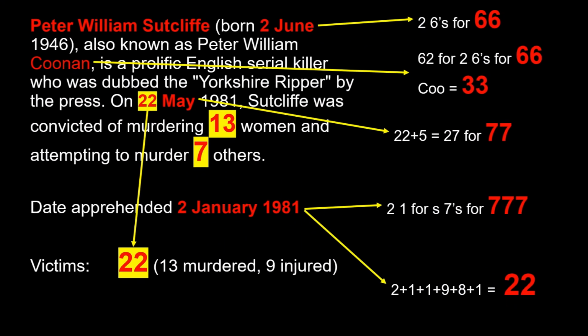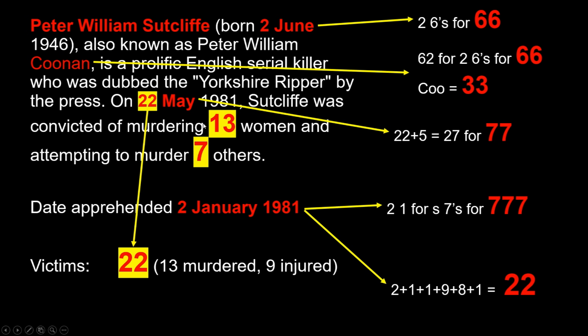So we've got the alleged assailant or culprit called Peter William Sutcliffe, who was born on the 2nd of June 1946. So we've got a 2 and we've got a 6 months, for 2 6s, for 6 6. And he was also known as Peter William Coonan. Well, Coonan adds up in English to 62, for 2 6s, for 6 6. And if we take a COO for Coo, that comes to 33.